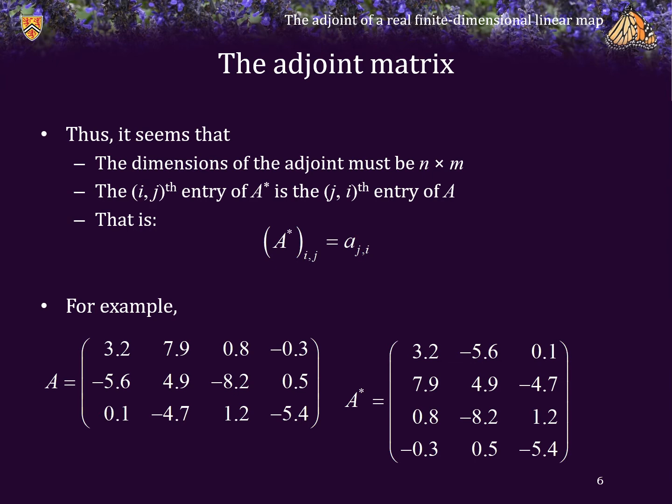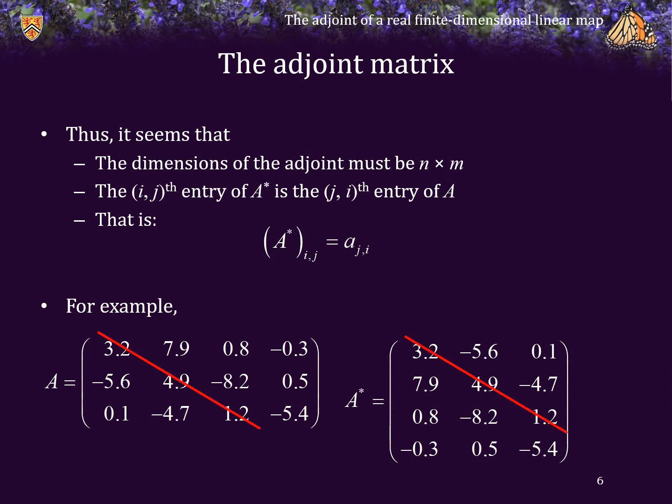So what does that look like? Well, that looks like this matrix here. This is a 4 by 3 matrix. And so, for example, the entry 3,1 of the adjoint is 0.8, which is the entry 1,3 in the original matrix A. Similarly, the entry 4,3 in the adjoint, negative 5.4, is the entry 3,4 in the original matrix A.